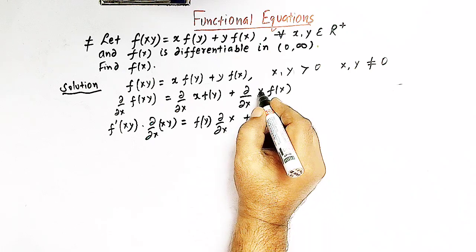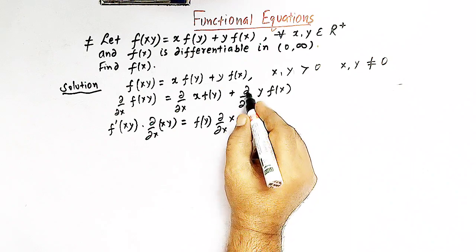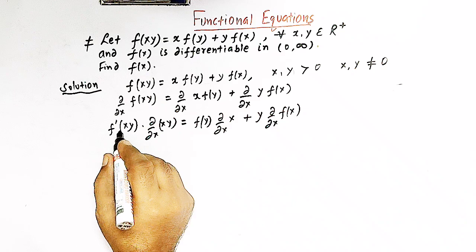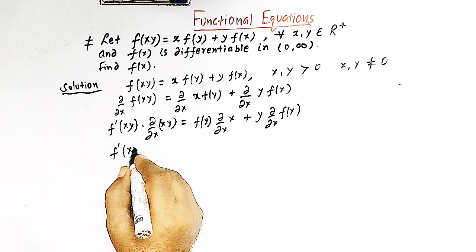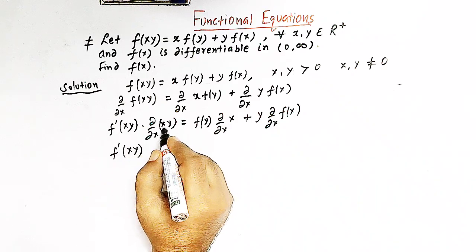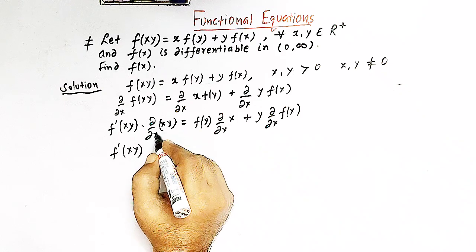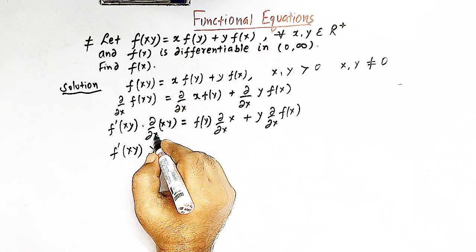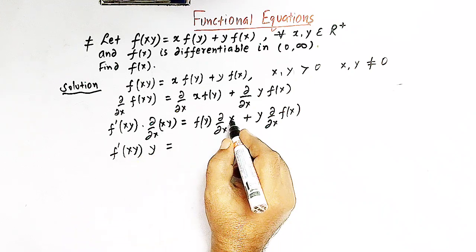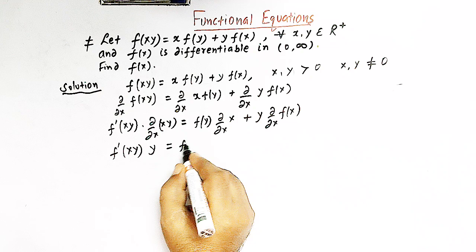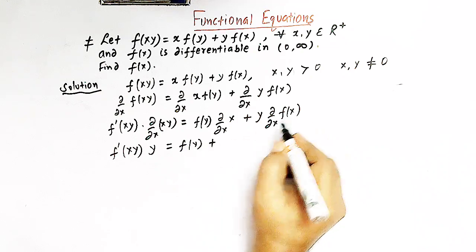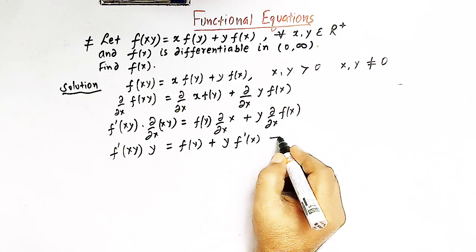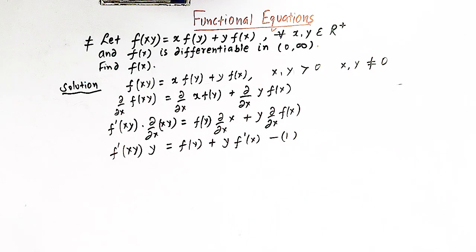Here we can take y in front of this operator, and we have ∂/∂x of f(x). So now we have f'(xy), and the derivative of the product xy with respect to x is simply y, because the derivative of x with respect to x is 1. So we have f(y), and here we have y times f'(x). So this is our equation number 1.